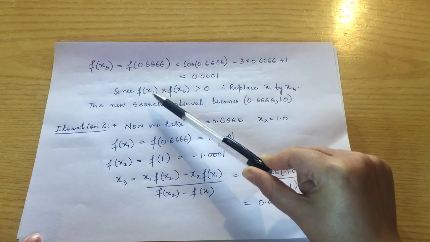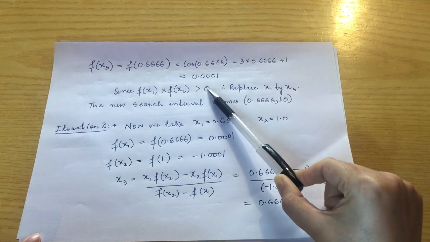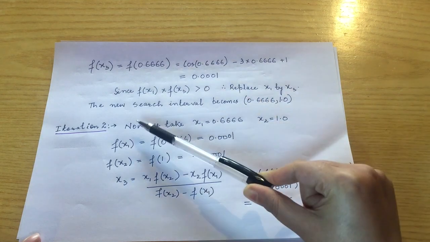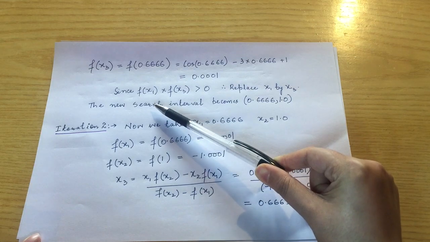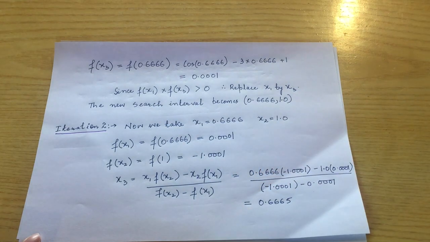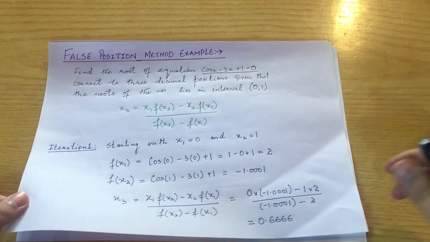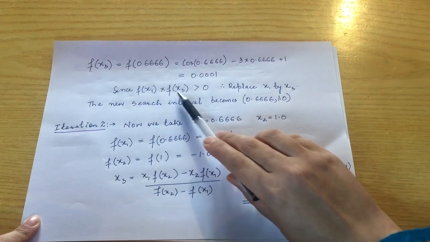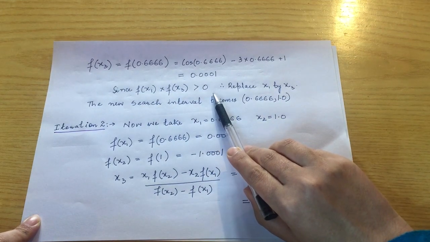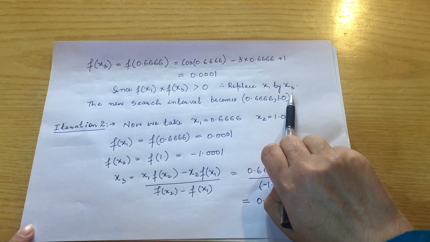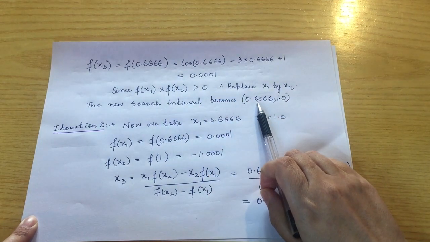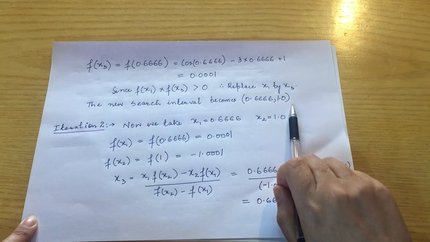Then we have to check whether f of x1 multiplied by f of x3 is greater than 0. If that is the case, then we have to replace x1 by x3. When we see the value of f of x1 and f of x3, the value of f of x1 is positive and the value of f of x3 is also positive. Therefore, when we multiply positive with a positive, it will always be greater than 0. So we will replace x1 by x3. We are replacing the value of x1 by this new value x3, so our new search interval will be 0.6666 and 1.0.